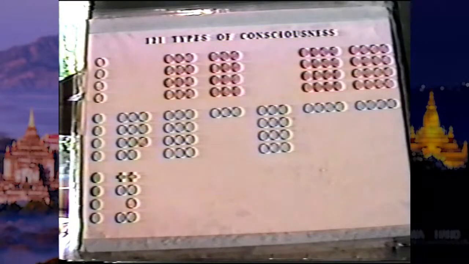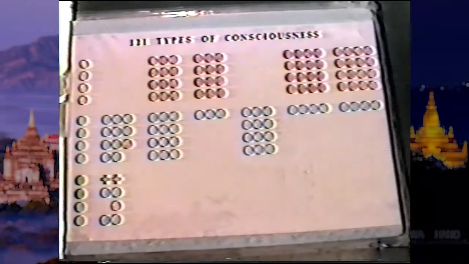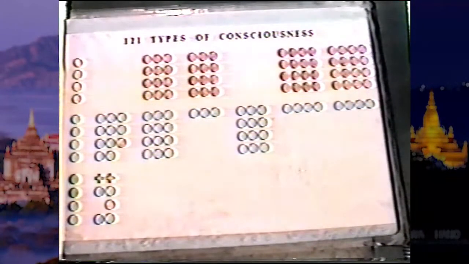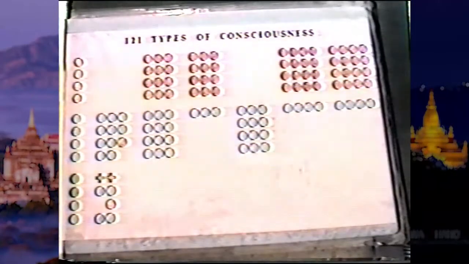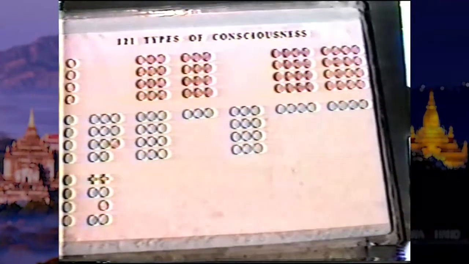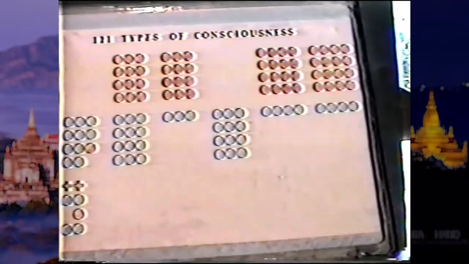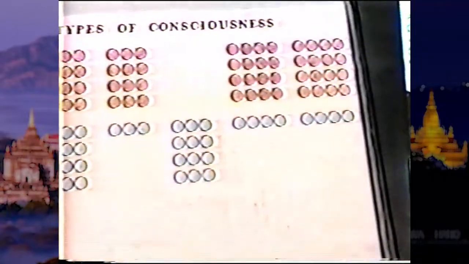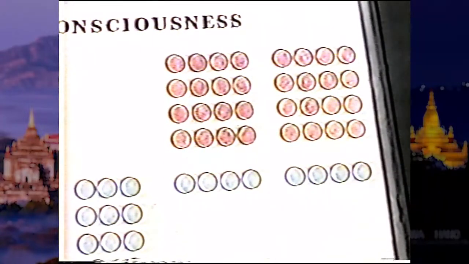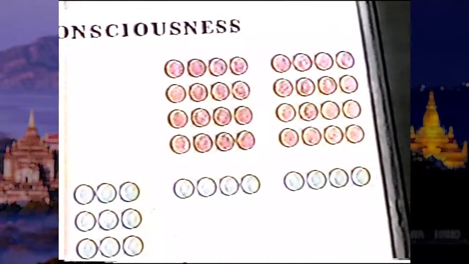Okay, let's go to Lokuttara cittas. Now, Lokuttara cittas are said to be 8 or 40. So let's first understand the 8 Lokuttara cittas. Lokuttara cittas are divided into 2 groups. The first group is Magga, and the second is Phala. Magga means path.